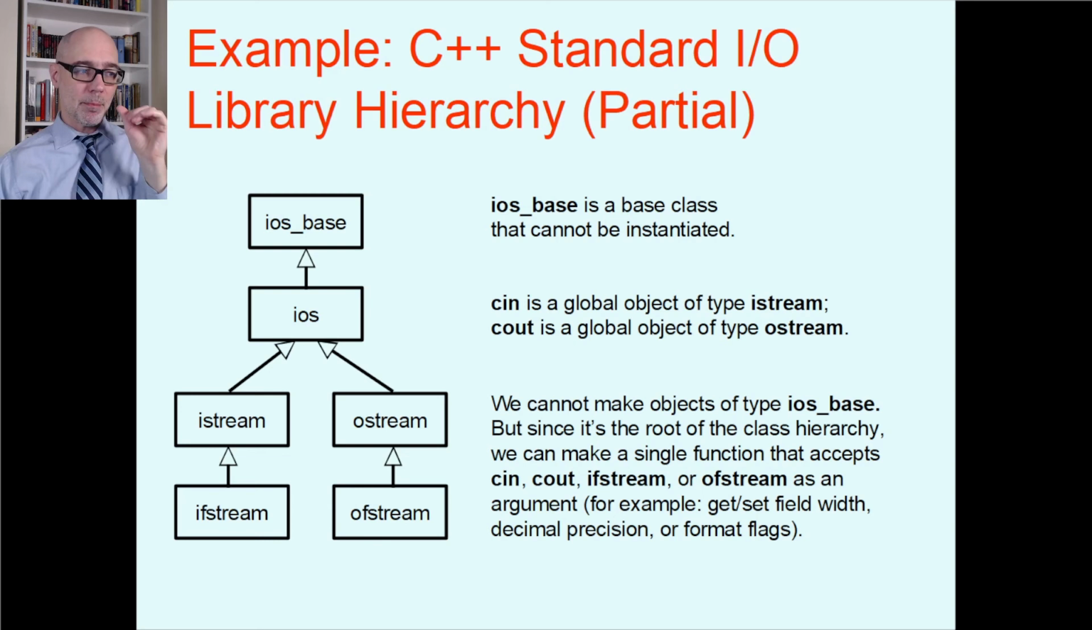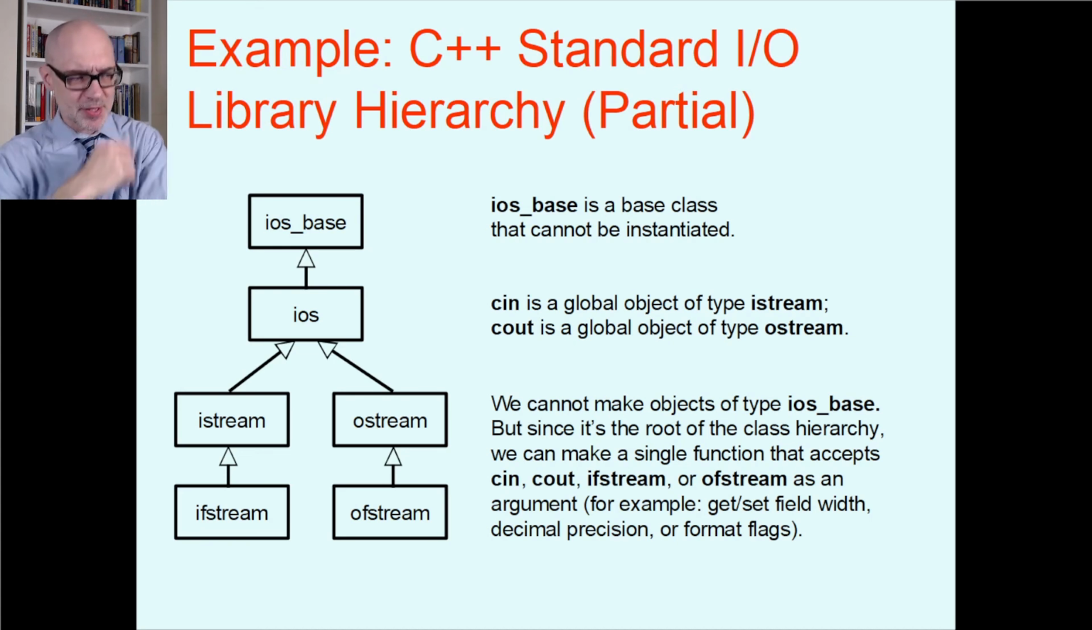So instead of writing a bunch of separate functions to handle cin and cout and ifstreams and ofstreams, I can just have one single function that handles all of them. And that's the advantage to having a base class at the top of the class hierarchy, even if I can't instantiate things of ios_base. I've set myself up for a very efficient single function that handles all of these things.